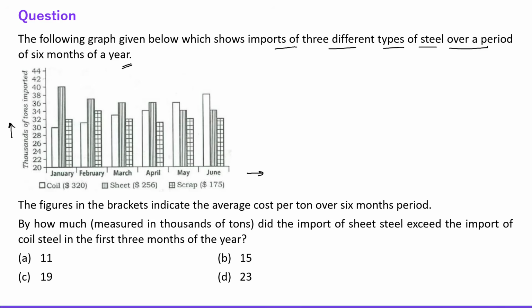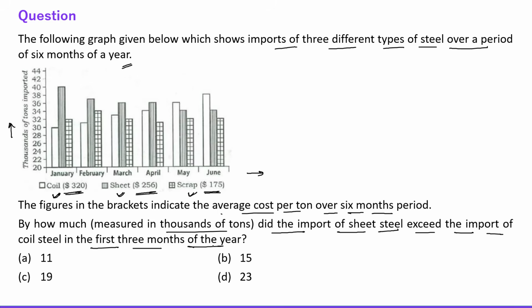Alright, the figures in the brackets indicate the average cost per ton over the 6 month period. These are the brackets, $320, $256 and $175. So these are the costs. This is the cost of coil, $320, and $256 is the cost of the sheet, and $175 is the cost of the scrap. Okay, now what is the question? By how much, measured in thousands of tons, did the import of sheet steel exceed the import of coil steel in the first 3 months of the year?